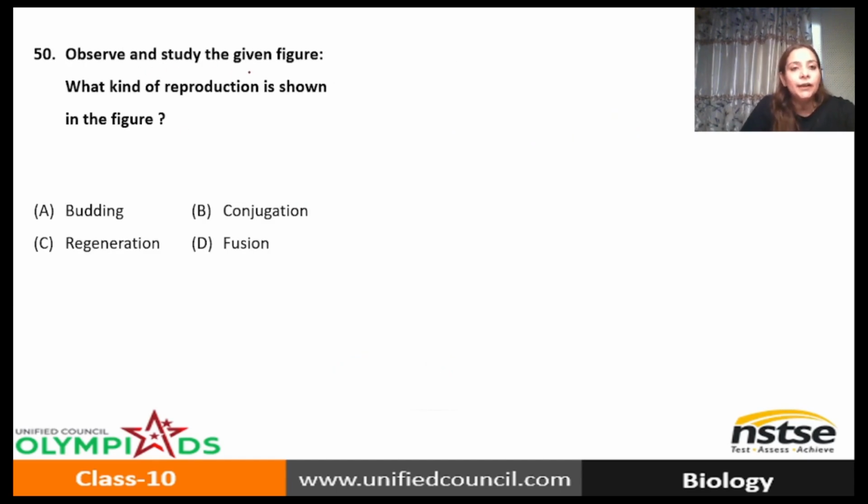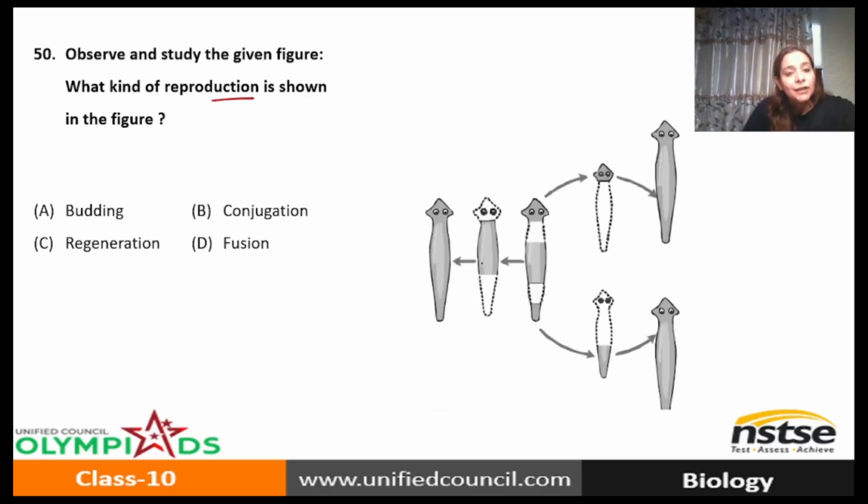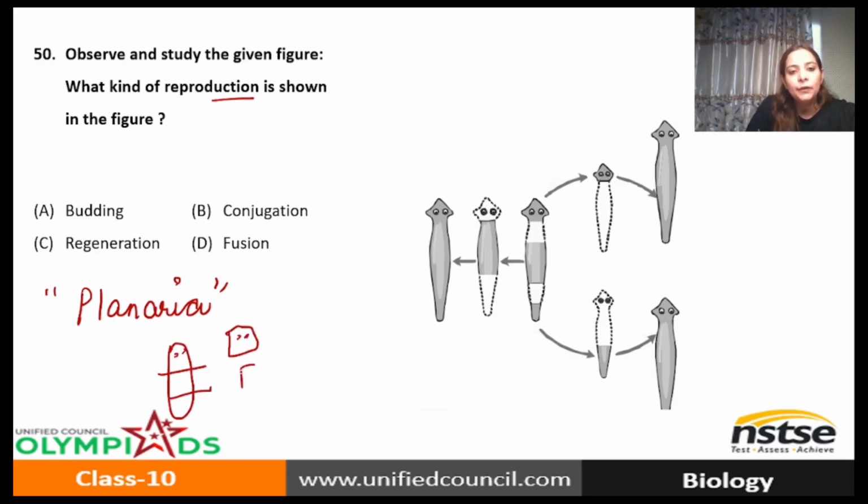Observe and study the given figure, and what kind of reproduction is shown in the figure. Here we have a figure and we need to make out the type of reproduction. Is it budding, conjugation, regeneration or fusion? Now the first thing is to identify this organism. Let me tell you, this organism is planaria. And you can see here how this organism is dividing, it splits up into different parts, and each part is able to regenerate its lost part.